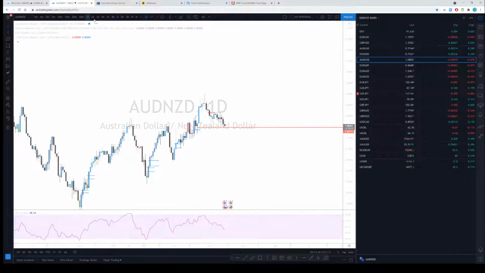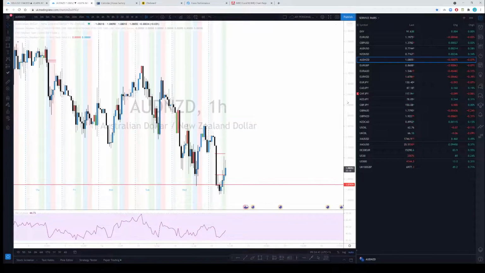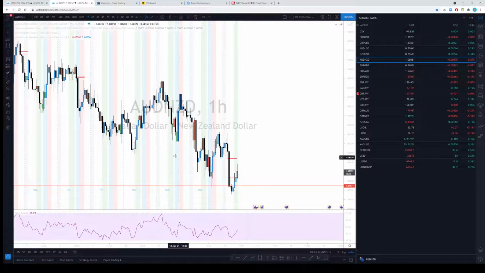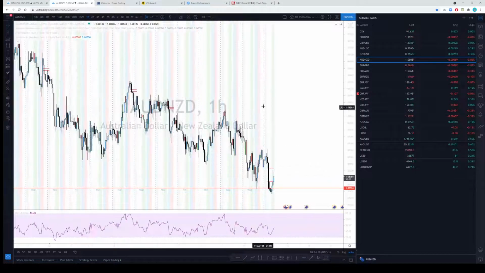Because all he's doing is taking out lows and coming back inside, taking out lows and coming back inside. That's a form of accumulation, right? It takes out the low, comes back in, takes out a high, comes back in, takes out a low, comes back in. So just be patient on the sidelines on this until we get a big push. All right.